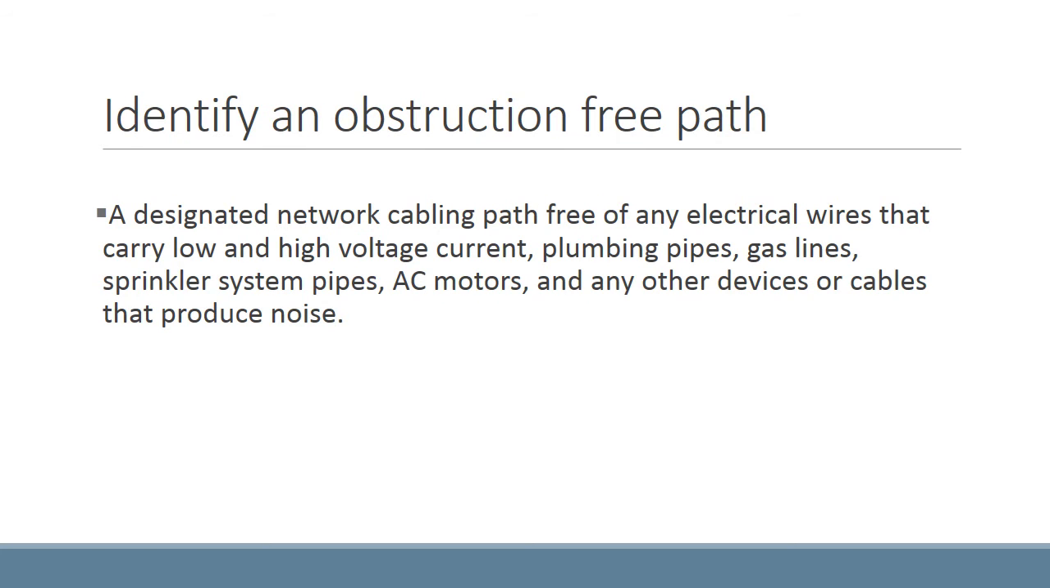An obstruction-free path is a designated network cabling path free of any electrical wires that carry low and high voltage. It should also be free of plumbing pipes, gas lines, sprinkler system pipes, AC motors, and any other devices or cables that produce noise. Once you start cabling, you will notice that there are many pipes, AC ducts, and electrical wires installed above the ceiling. Always route your cables as far as possible from cables that carry low or high voltage.